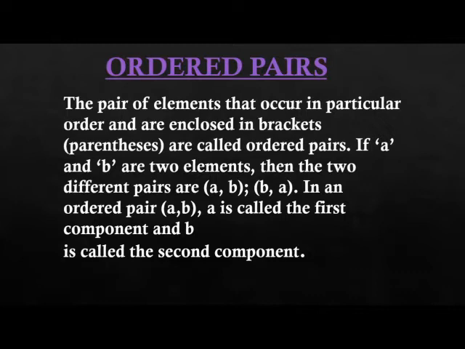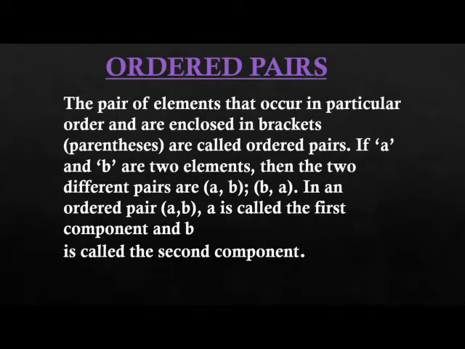Before starting the questions, there are some terms which need to be clarified. So first things first, which is ordered pairs. What are ordered pairs? The pair of elements that occur in a particular order and are enclosed in brackets. Which type of brackets? Parentheses. These are called ordered pairs. If A and B are two elements, then the two different pairs are (A, B) and (B, A). In an ordered pair (A, B), A is called the first component and B is called the second component.